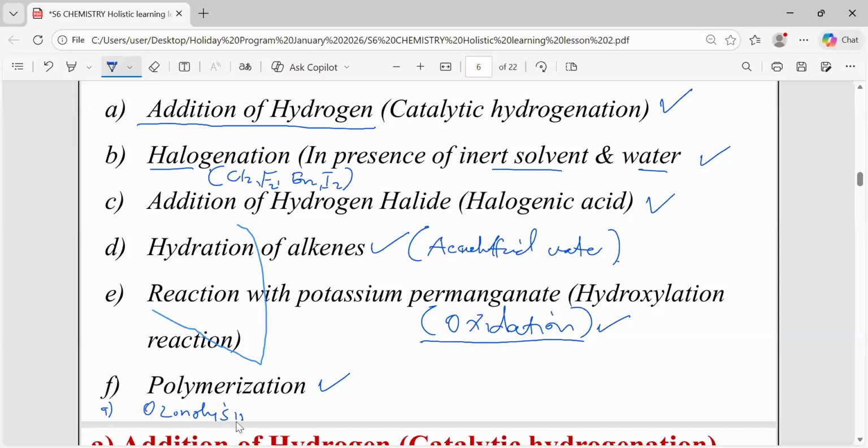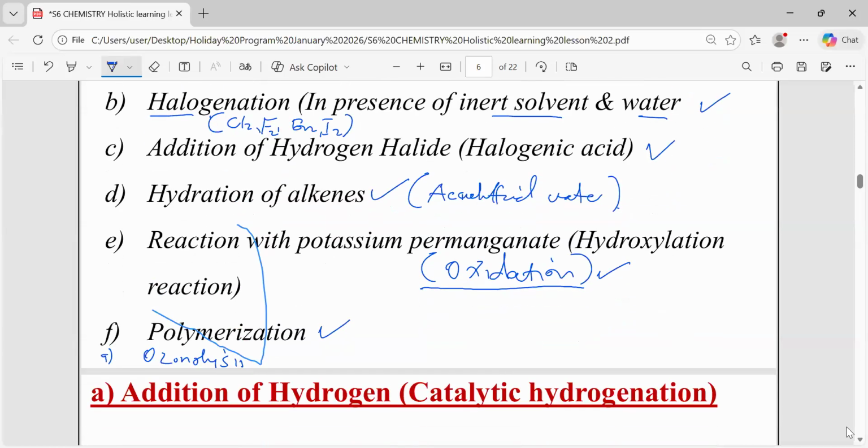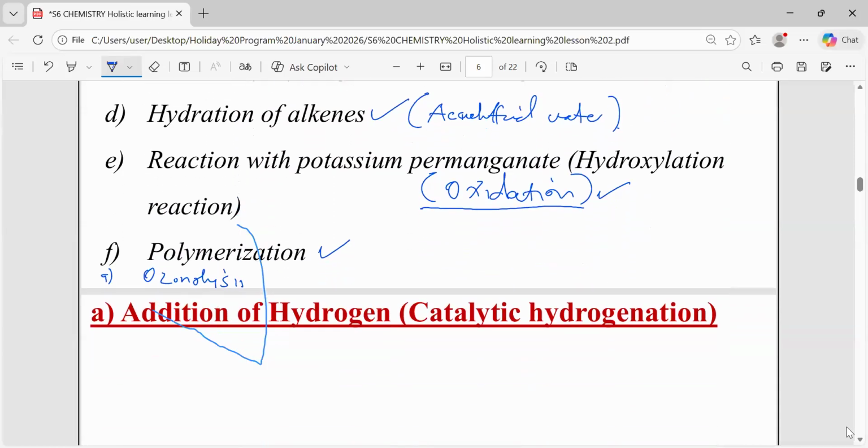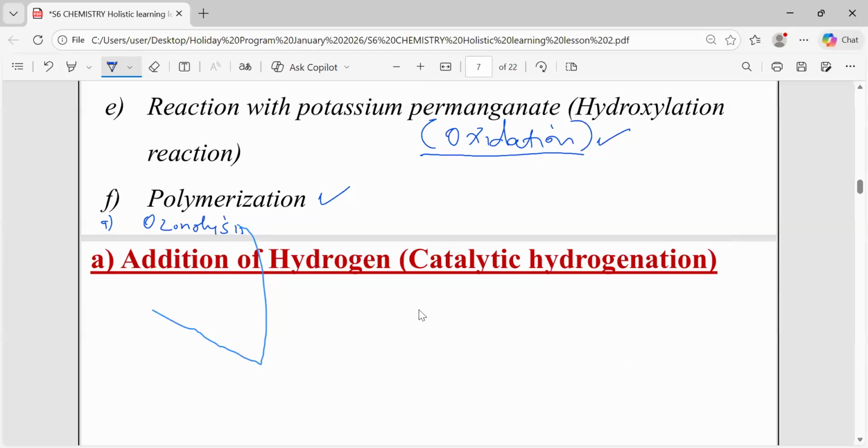So ozonolysis, we shall also be able to look at it, but of course not today, but we can try it out. Though on our coverage, these are the major reactions that we are supposed to cover according to our coverage. Let's go direct to number 1, addition of hydrogen or catalytic hydrogenation.